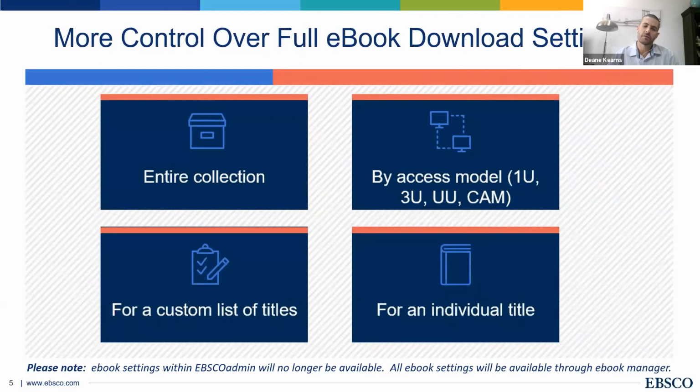The third one is for a custom list of titles. And what this would mean is if you had a list of titles for a particular faculty or a particular course, you could create a custom list and adjust all of the download settings for that list in one go. And this at present is not available. So the list will be coming in a future release of eBook Manager, but I did want to highlight this for you as well.